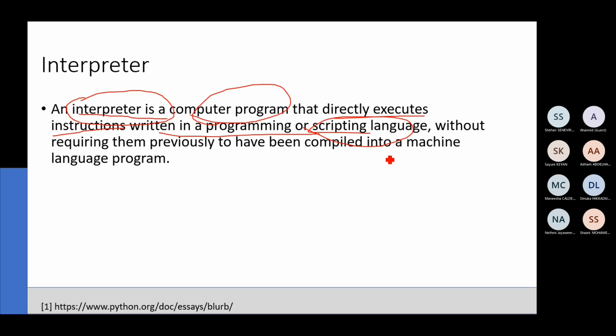So interpreters are there, mainly focusing like compilers, but the process is different. There's no compilation process. That is the difference. For compilers, there's a compilation process to get the work done or convert it to machine code. But in this case, with interpreters, we don't want to perform that kind of operation. That's the difference. It runs without requiring the program to have previously been compiled into a machine language program.